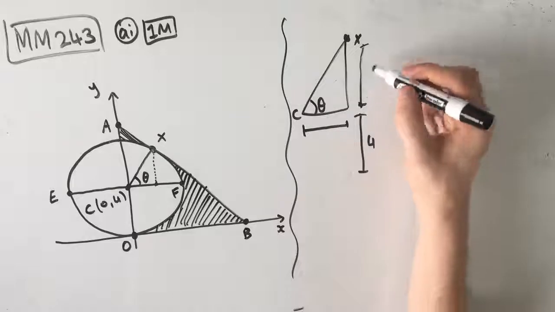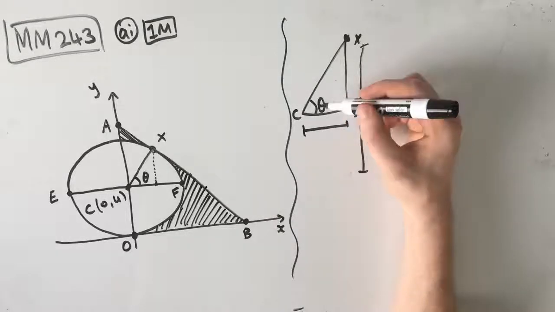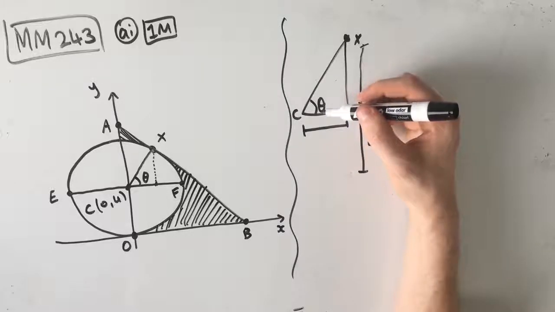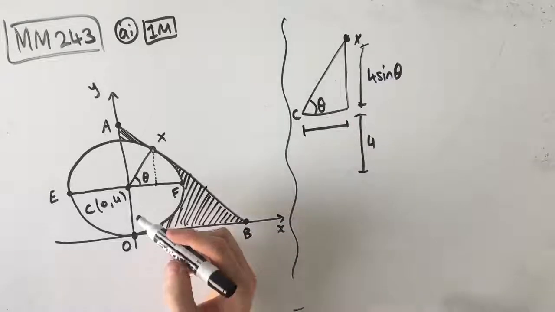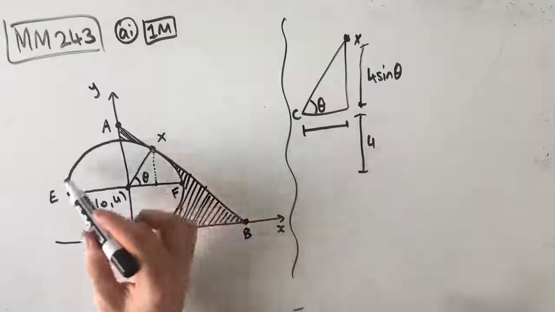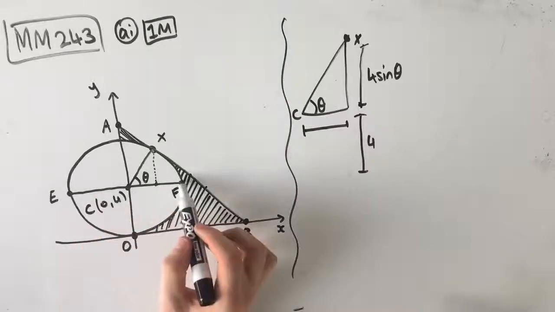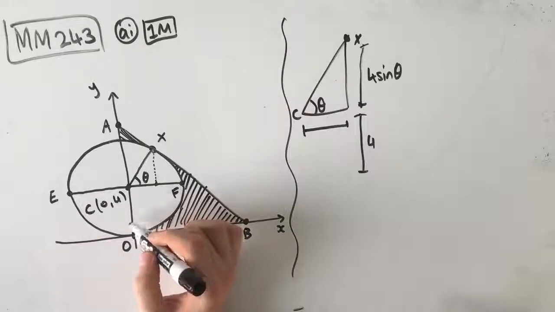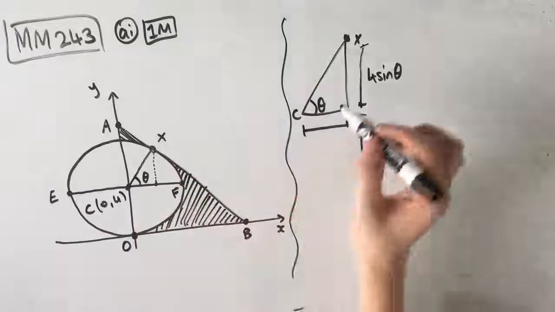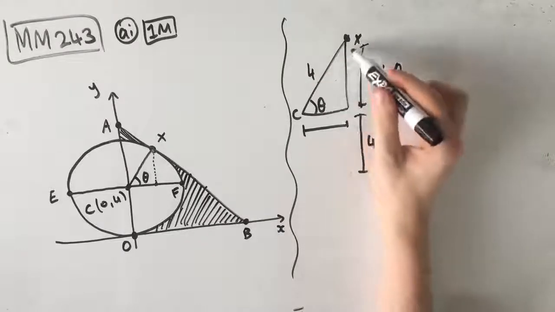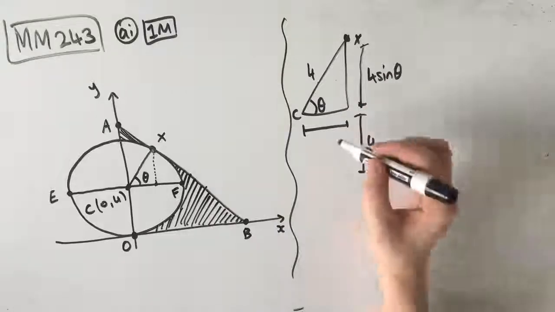So that means that this side length here, according to our SOHCAHTOA, is going to be equal to 4 sine theta, okay? And the reason why is because we know that the radius of this circle is 4 units. From E to F, we know is 8 units, which means that our radius is 4 units, and so from C to X is going to be 4 units. So this distance here is 4, which means that this side length is 4, so 4 times sine theta, right?